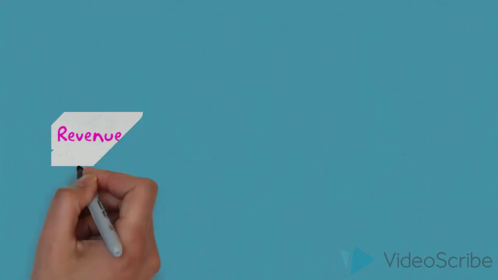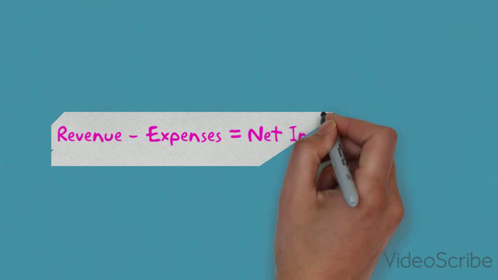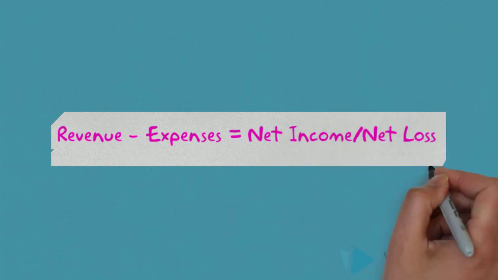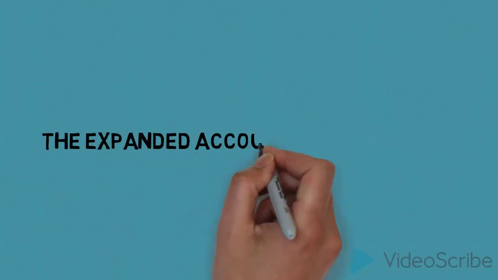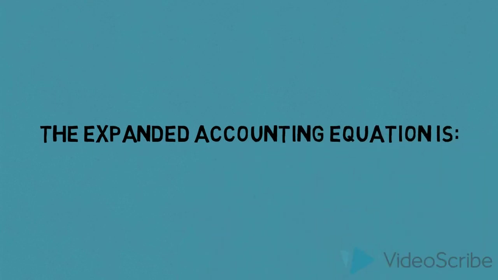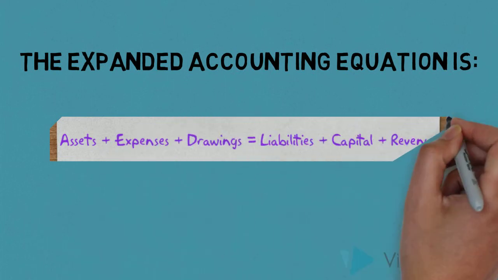The purpose of expanding the ledger is to provide essential information about the progress of the business. Revenue minus expenses shows if the company has made a profit or loss. Now we will move on to the last lesson of our course, which is the expanded ledger. The expanded accounting equation is assets plus expenses plus drawing equals liabilities plus capital plus revenue.